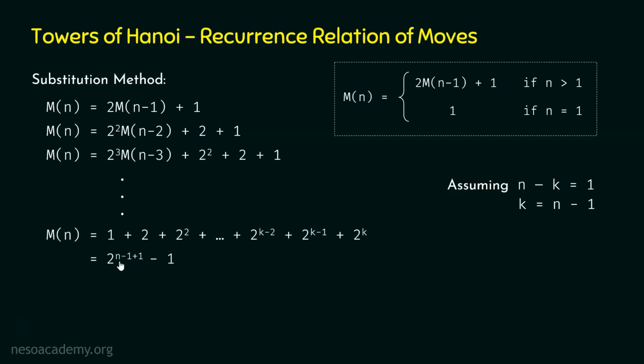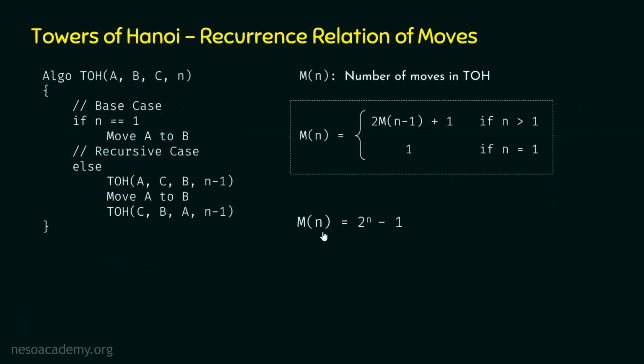1. Now what is n minus 1 plus 1? It is equal to n only because minus 1 plus 1 is 0. So we will be left with 2 power n minus 1. So these are the number of moves I was talking about. So if there are n disks, then we will have 2 power n minus 1 moves. So it is clear that m of n is 2 power n minus 1.